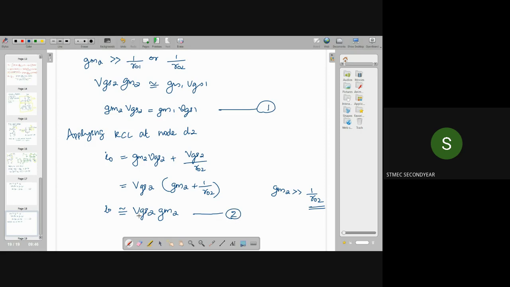Also, in the first equation, we have GM2 into VGS2 equal to GM1 into VGS1, so VGS2 into GM2 is equal to VGS1 into GM1. So we can write I0 is equal to either VGS2 into GM2 or VGS1 into GM1, since VGS1 into GM1 is equal to VGS2 into GM2. So we can say I0 will be equal to these two.